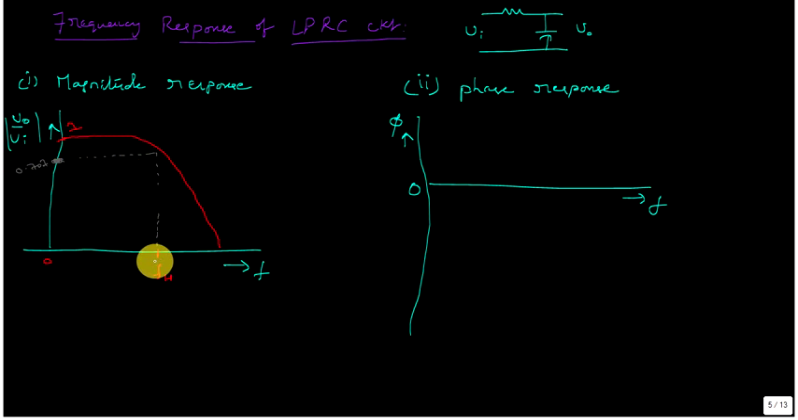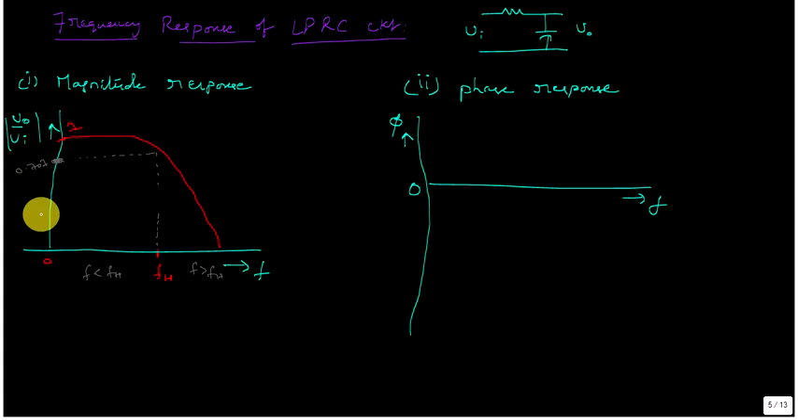So for the frequencies less than FH, the magnitude is greater than or equal to 70.7% of its maximum value, and for the frequencies greater than FH, that is this portion, the magnitude is lesser than 0.707, and as frequency increases it may approach 0.